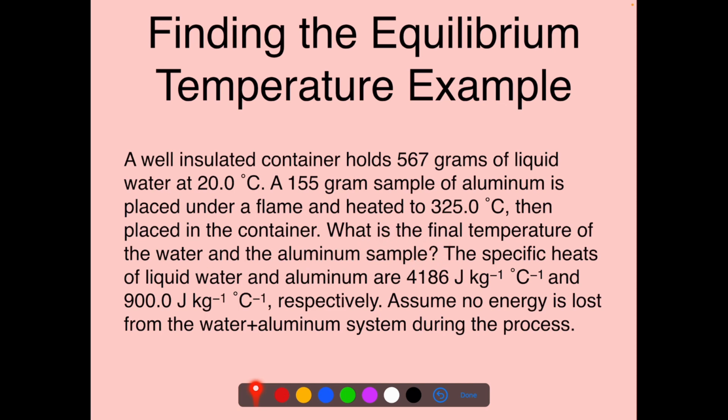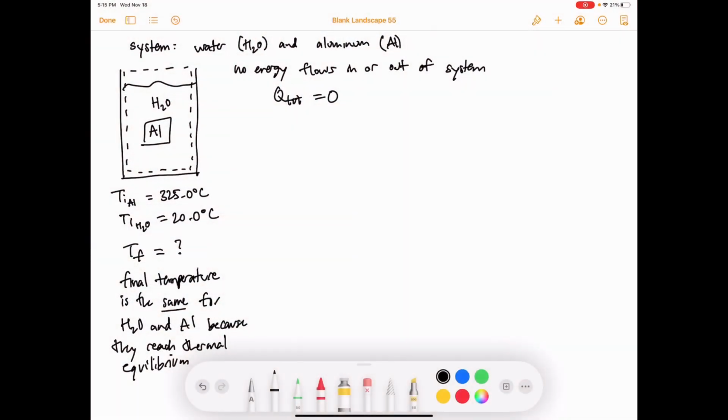So to do this, we need to know the specific heats. Again, for water, 4,186. For aluminum, 900 joules per kilogram per degree Celsius. So we're going to assume that no energy is lost from the water plus aluminum system during this process. So let's work it out. As we said, for the system, Q total is equal to 0. But Q total can be broken up into the heat for the aluminum, QAl, plus the heat for the water, QH2O. When we add those together, we get 0.